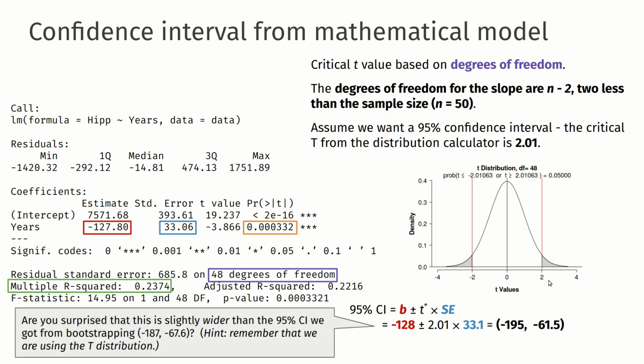And just as a reminder, I'll let you think about this. Are you surprised that this interval is slightly wider than the 95% interval we got from bootstrapping? To think about that, I'll just give you a hint: remember that we're using the t distribution, which has some interesting properties that differ from, say, the normal distribution. Those properties may give us a hint about why this interval is slightly wider than we got from simulation.